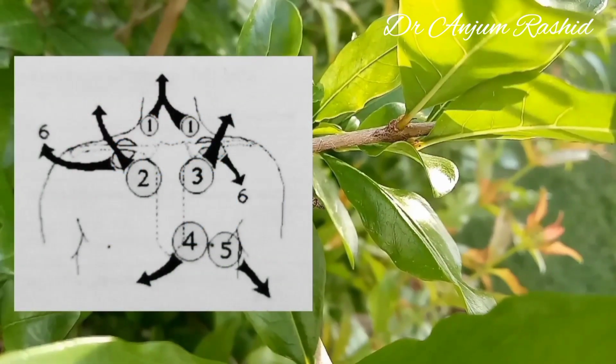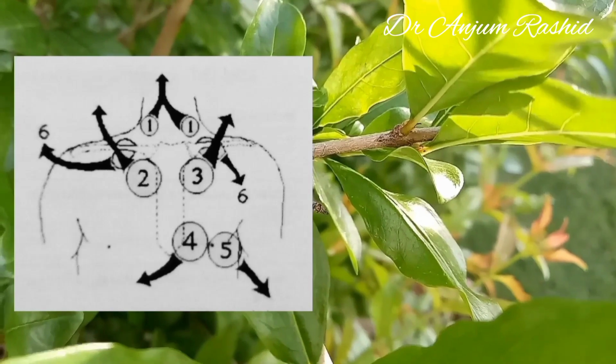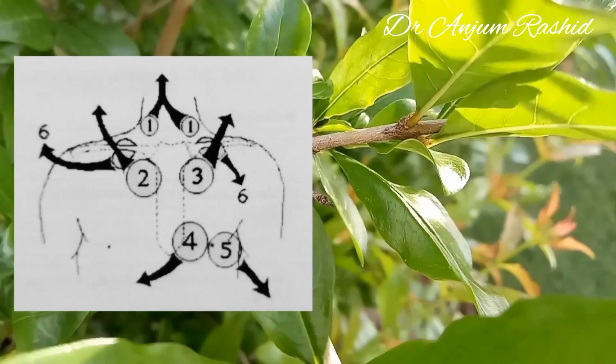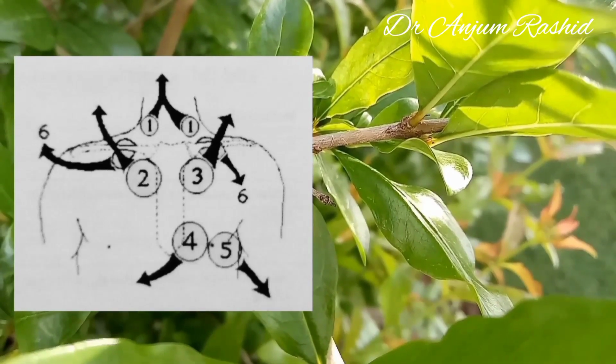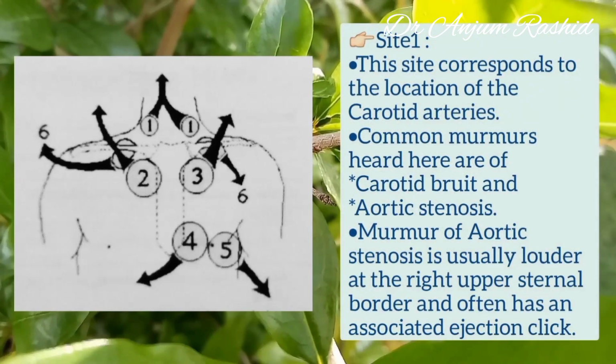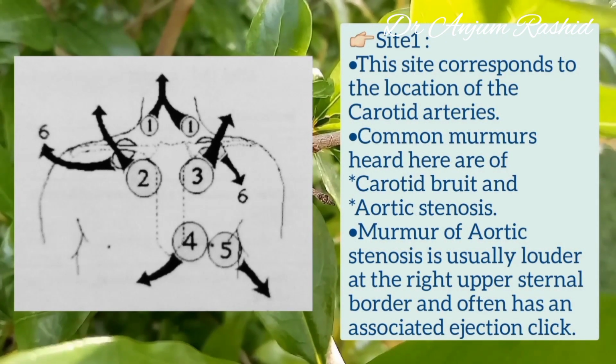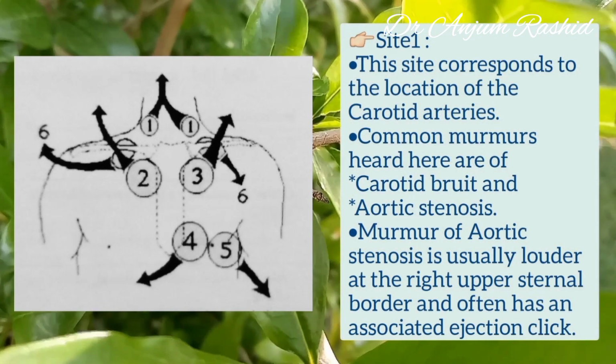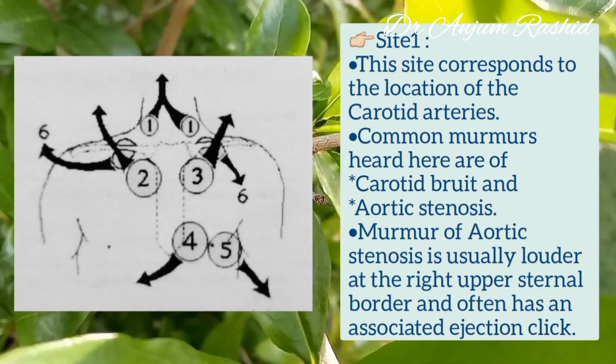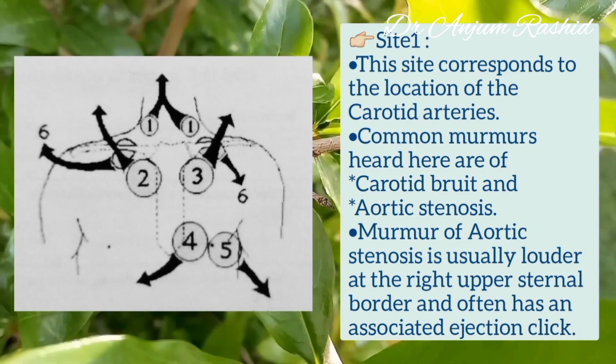Now in order to understand the sites of auscultation of different types of murmurs, please see the figure and correlate the following points. Site 1. This is the site which corresponds to the location of the carotid arteries. Common murmurs heard here are the carotid bruit and aortic stenosis.